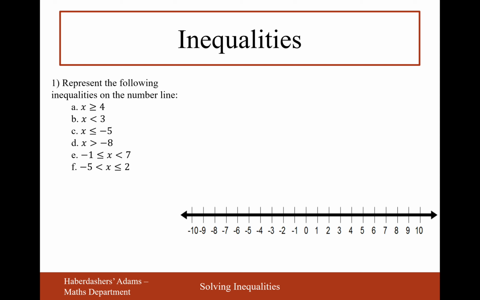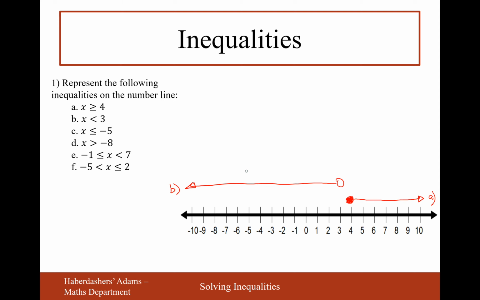So the first question says, draw a number line from minus 10 to 10, and then draw these six inequalities on them. So first one, I'll draw the first one down at the bottom, so it'll be 4, and colour it in, and it needs to be bigger than 4, so that'll be the first arrow, that'll be arrow A. The next one will be 3, but not including 3, and it's going to be less than 3, so that's the answer to part B.